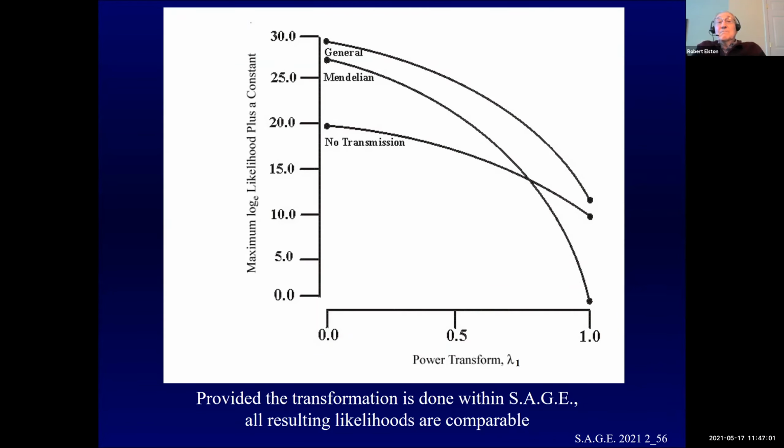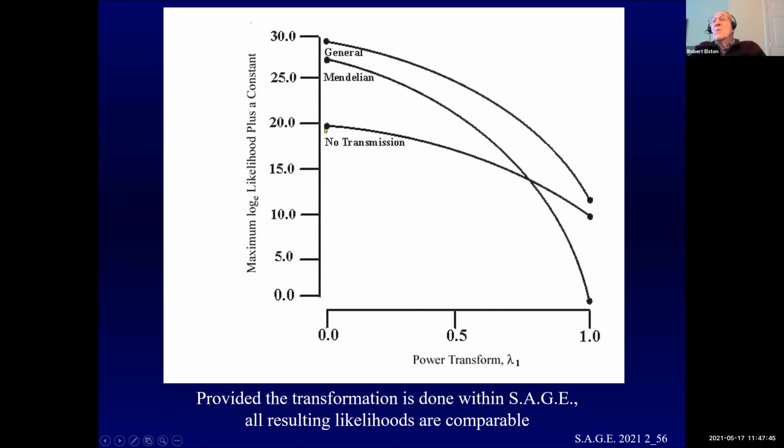So now, what are you going to do? If you look at untransformed, when the power transformation is 1, you can see that the no transmission is very close to the general, the maximum log likelihood, suggesting that, hey, we should assume that is a better hypothesis than the one of Mendelian, which is way far away. On the other hand, if you look at the log transformation, now you can see the Mendelian is reasonably close to the general, but the no transmission is far away.